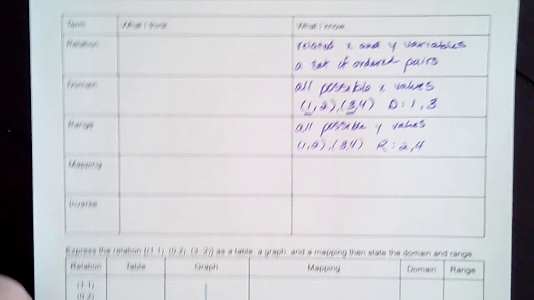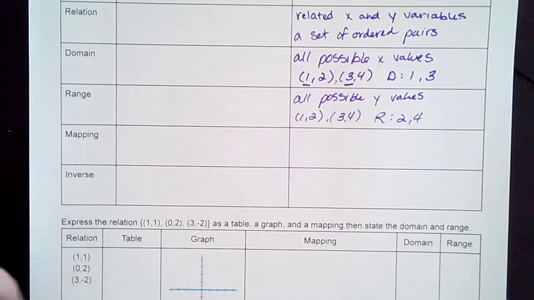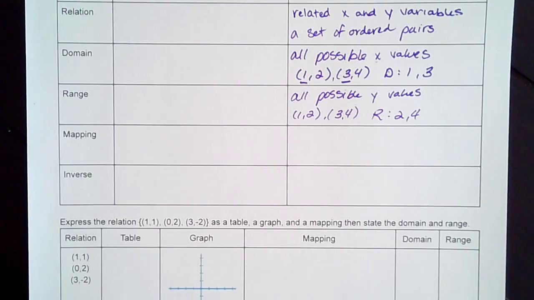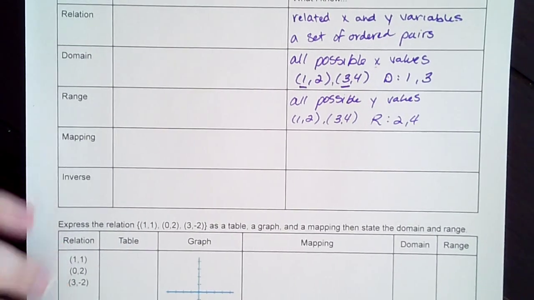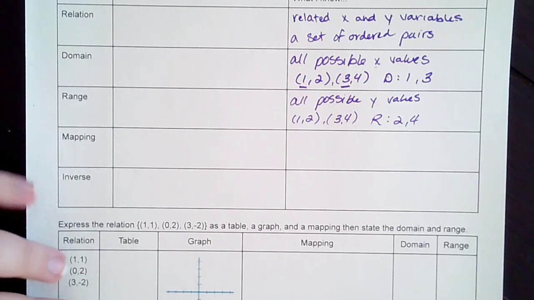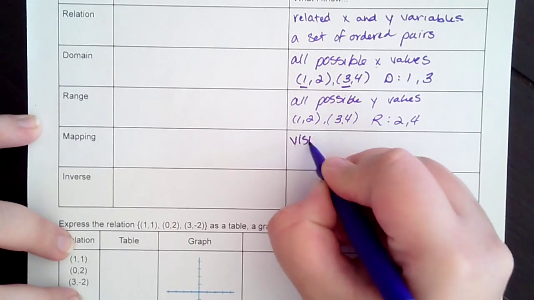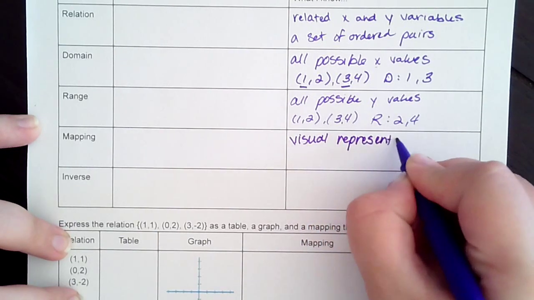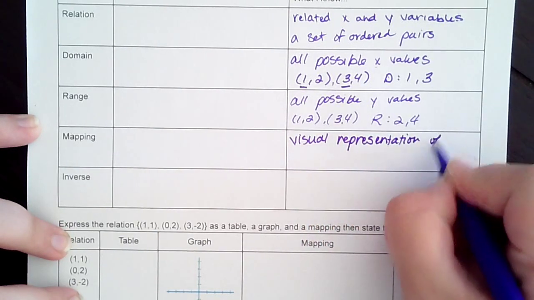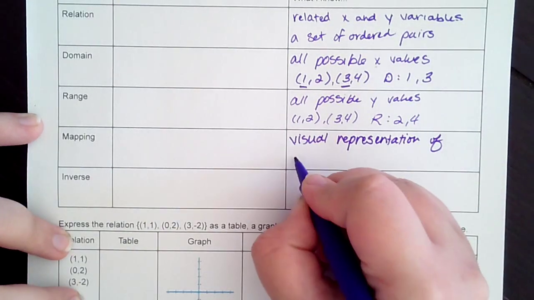All right, next up is mapping. Mapping is exactly what it sounds like. If you think about a map that shows you where to go or the roads, things like that, it's the same thing in math. All it is is a visual representation of a relation.